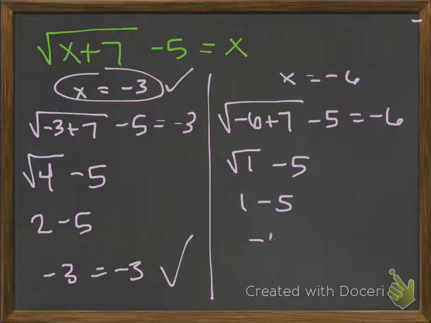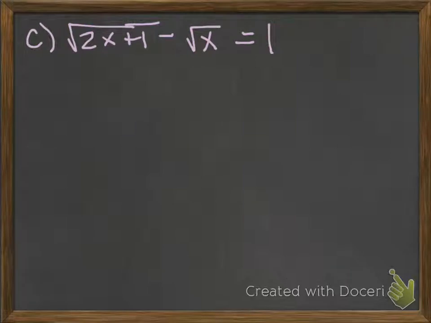1 minus 5 is negative 4. And negative 4 does not equal negative 6. So this answer is our extraneous solution and did not work. So that's letter A. So now we're going to skip down to letter C.